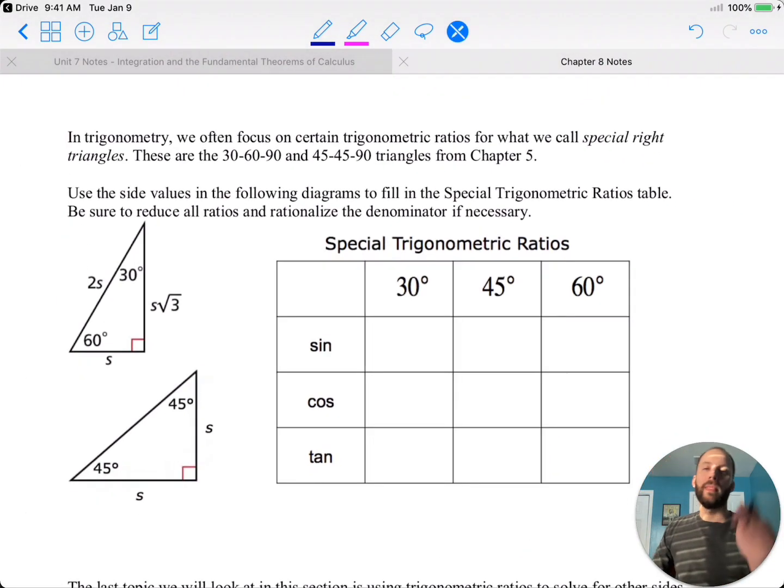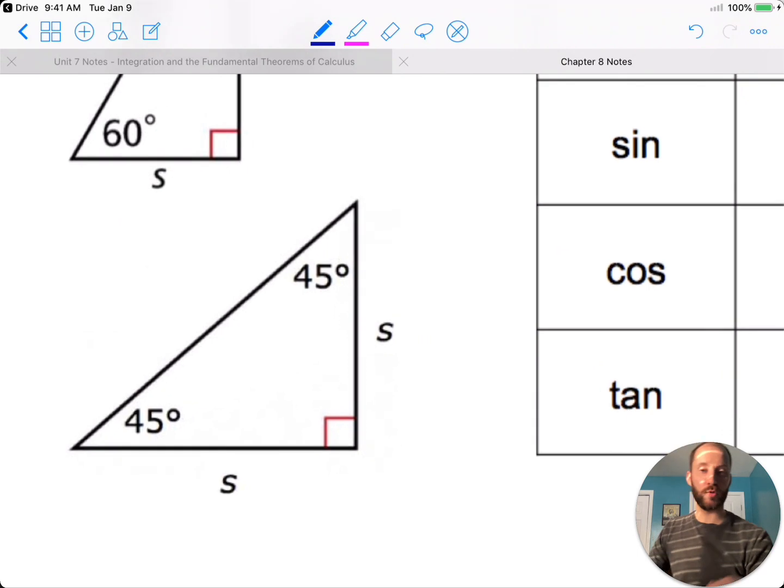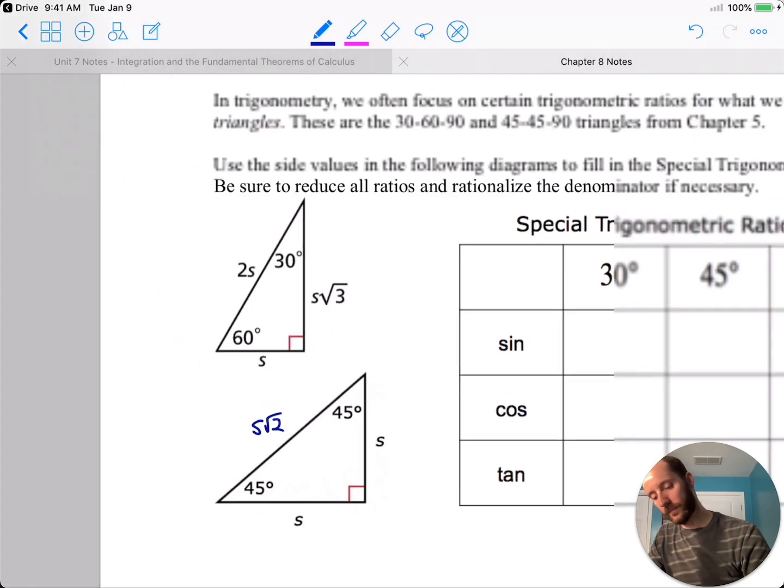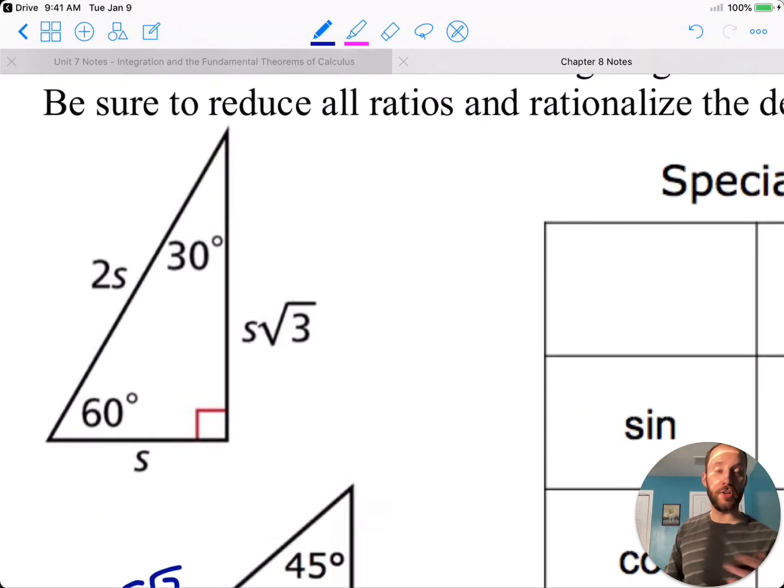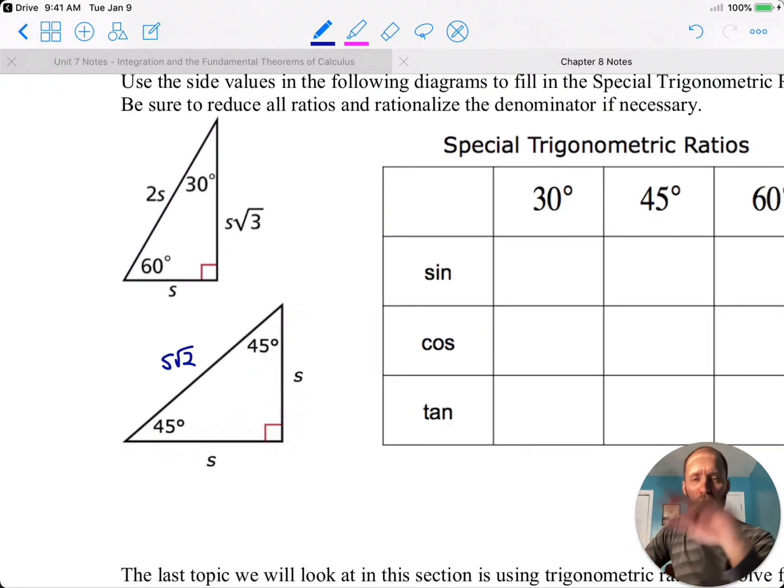So now, remember back to chapter 5, we had those special right triangles, 45-45-90s, where the ratio of lengths were: the legs were s and s, and the hypotenuse was s root 2. Then we had the 30-60-90 triangle. The shortest leg was s, the other leg s root 3, and the hypotenuse 2s. So these ratios always hold up in every 45-45-90 and every 30-60-90 triangle. You always have these ratios.